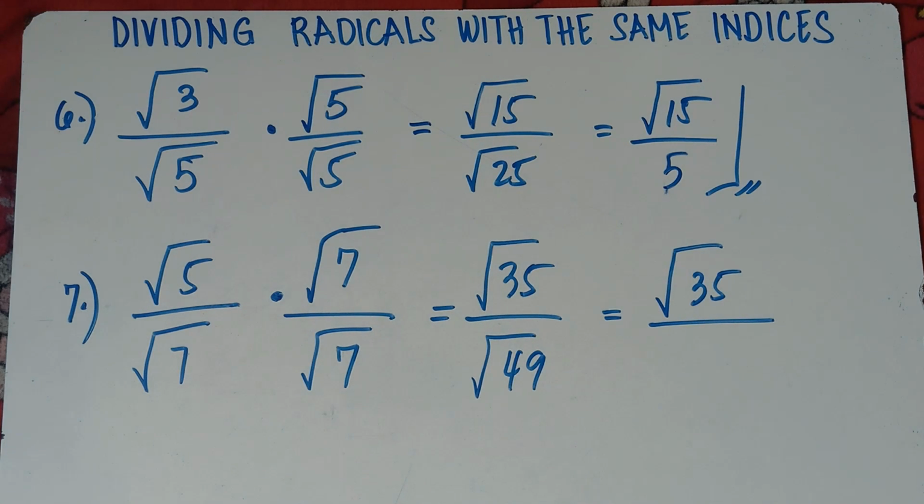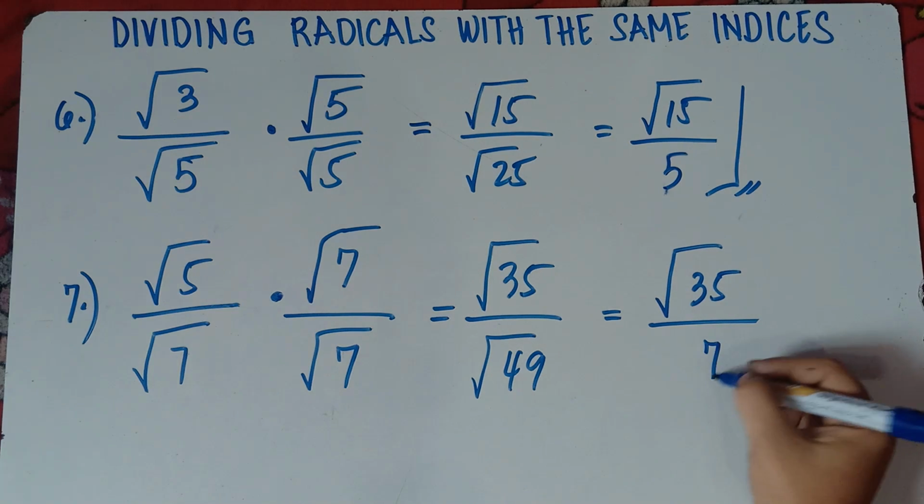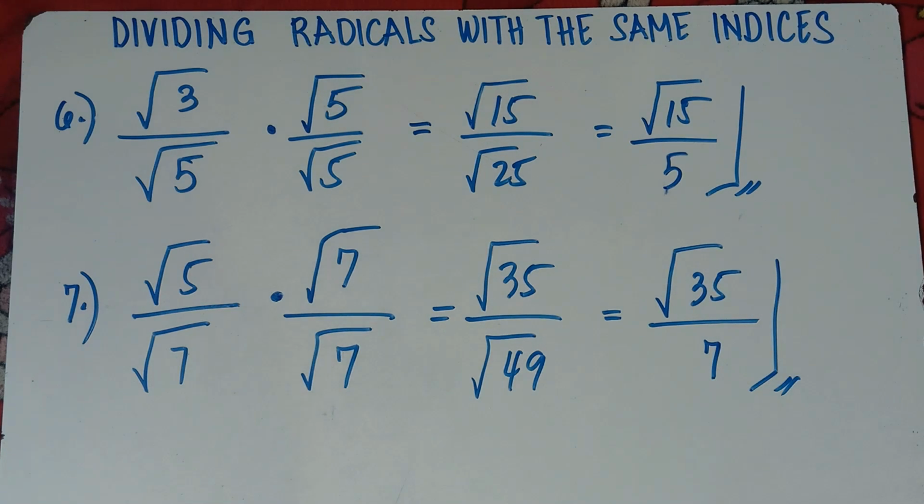And for square root of 49, can we simplify square root of 49? Yup, the square root of 49, that is 7. And that's it, class. That's the answer there for number 7. Easy, right? So, that's the thing there, class, about rationalizing.